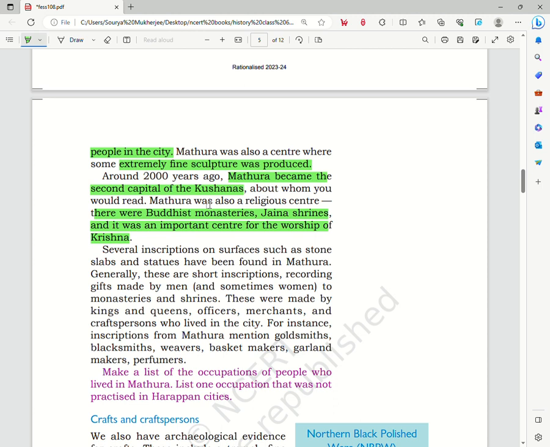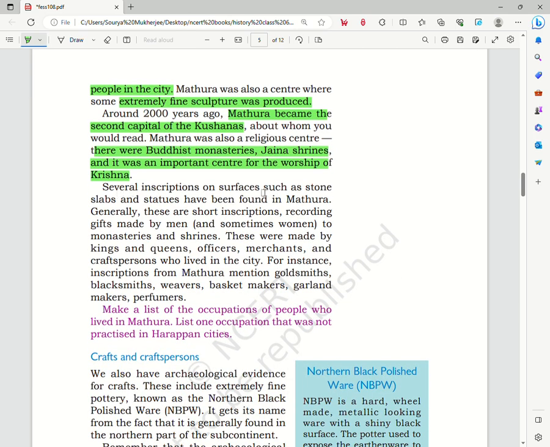And also, as we have read, Mathura was a religious center. There were several Buddhist and Jain centers, and it was an important center for Krishna, Radha Krishna temples and Krishna worship. Several inscriptions on surfaces such as stone slabs and statues have been found in Mathura. Generally, these are short inscriptions recording gifts made by men and sometimes women to the monasteries and shrines. They were made by kings and queens, officers, merchants, and craftspersons who lived in the city. For instance, inscriptions from Mathura mention goldsmith, blacksmith, weavers, basket makers, garland makers, perfumers.